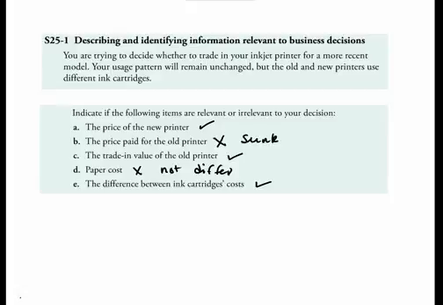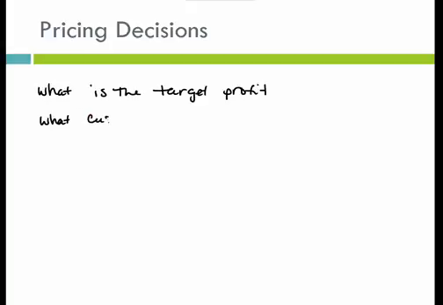All right, so we're going to talk about three different types of short-term decisions that we see. The first one is a pricing decision. When we set a price for a product, we have to ask ourselves, first of all, what is the target profit? Sometimes this is dictated to us. Our investors expect a certain return on investment. Sometimes this is just our personal goal. But it's not just about what we want to make out of this, right? It's also what customers are willing to pay.